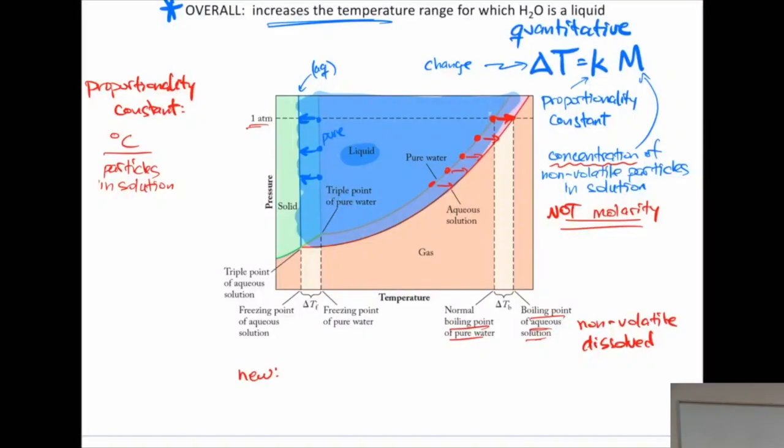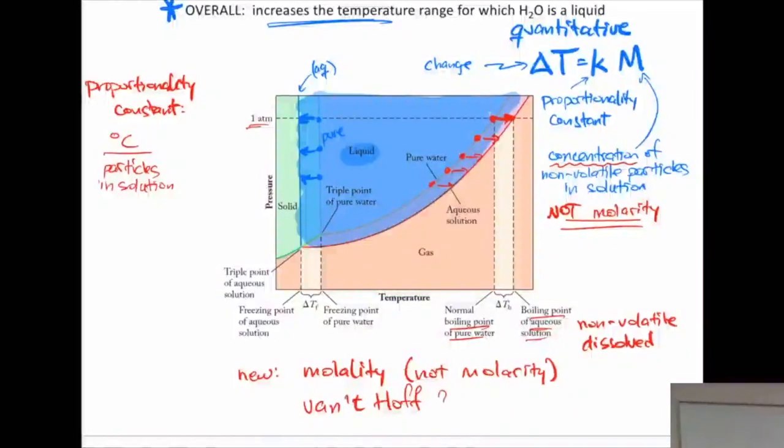Two new things we're going to be using. One is something called molality, not molarity, and you'll see the difference in a minute. And we're going to be talking about something called the Van 't Hoff factor, which will also tell us how many particles of non-volatile things are in the solution. So these are the two new things we're going to be discussing today. We probably will get done with it today. So let's get right into it, shall we?